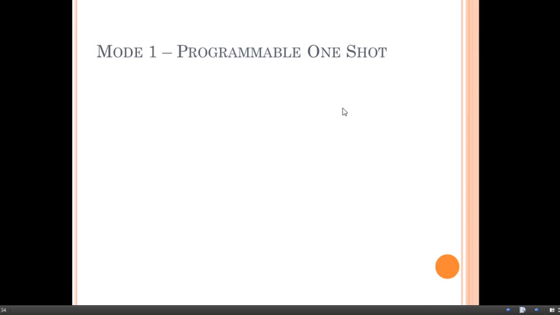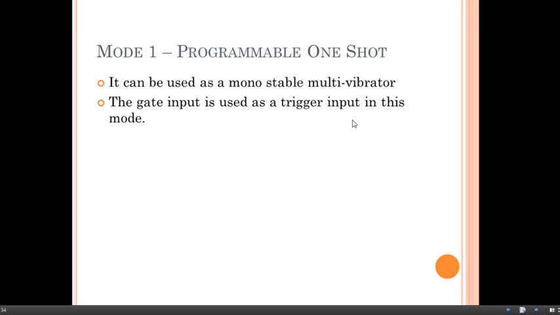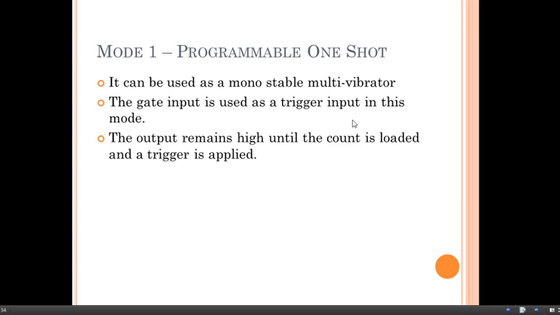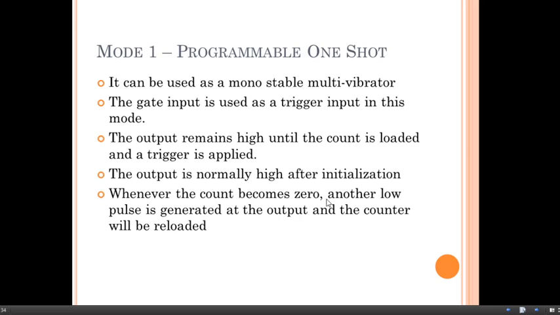After that, the second mode is mode 1, which is programmable one shot, also called hardware trigger one shot. So it can be used as a monostable multivibrator. The gate input is used as a trigger input in this mode. The output remains high until the count is loaded and a trigger is applied. The output is normally high after initialization. Whenever the count becomes 0, another low pulse is generated at the output and the counter will be reloaded.